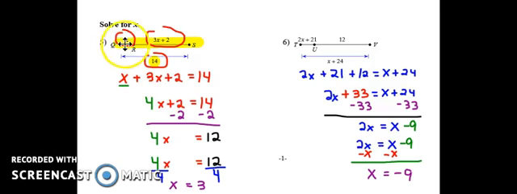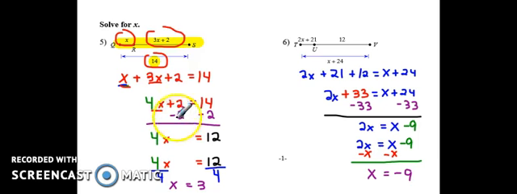In problem number 5, we have line segment QS. The total length is 14. That's how I got it to equal 14. So I have x plus 3x plus 2 equals 14. I am going to combine like terms, so I'm going to go x plus 3x. That's how I got 4x. And I have plus 2.